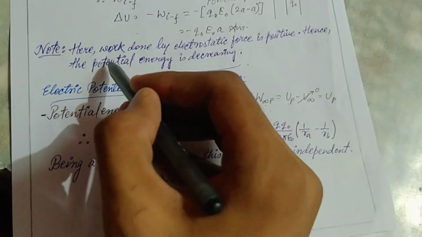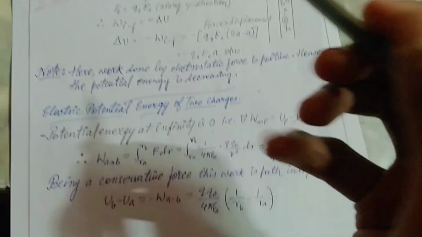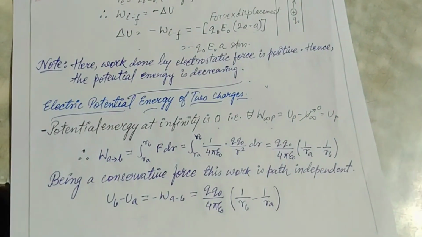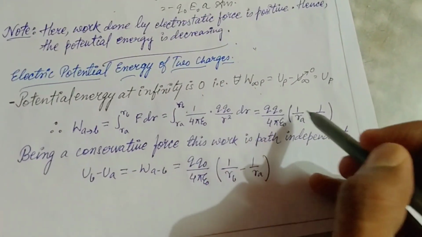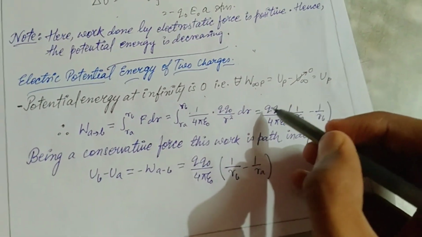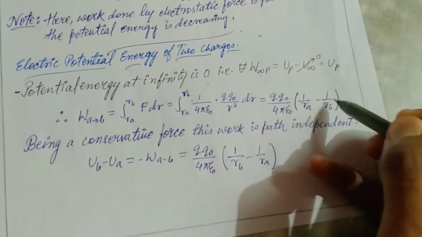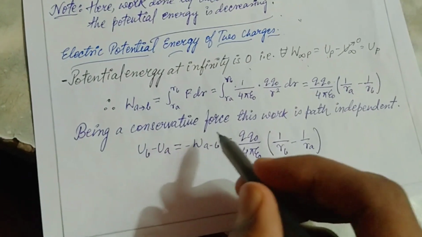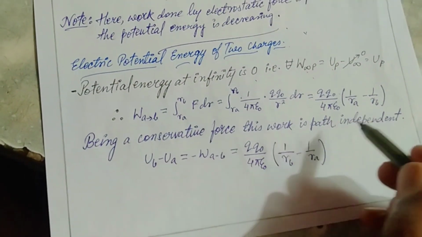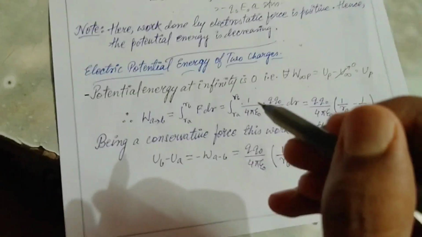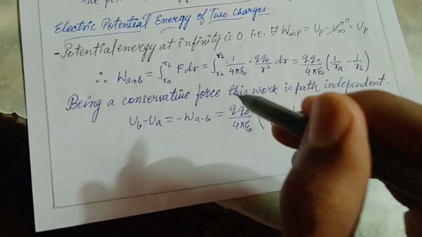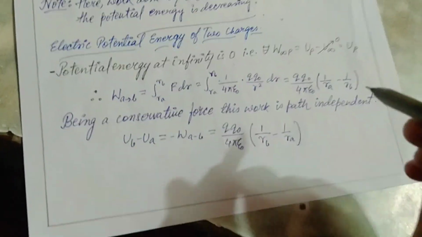Simple concept. Work done is equal to force into displacement, which is equal to the negative of the change in potential energy. So this is q q naught by 4 pi epsilon naught into 1 by Ra minus 1 by Rb. Being a conservative force, this work is path independent. The conservative force will always be path independent.